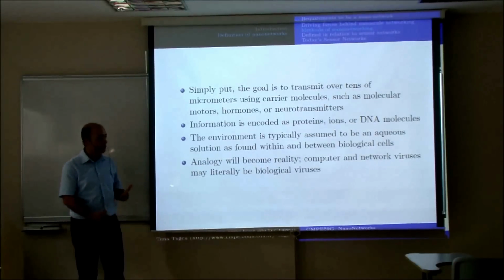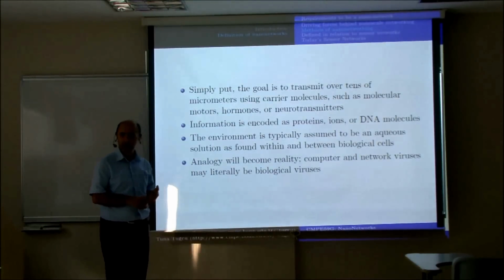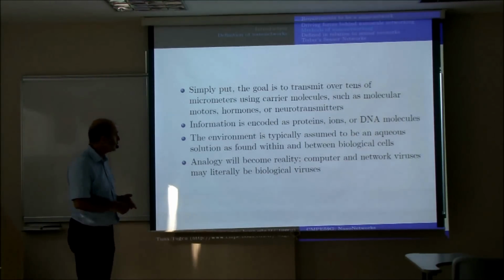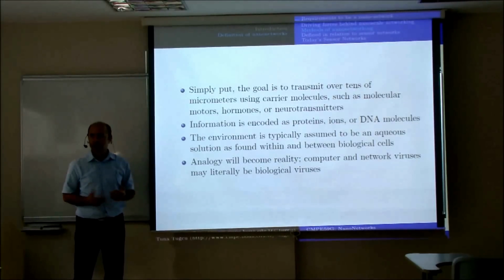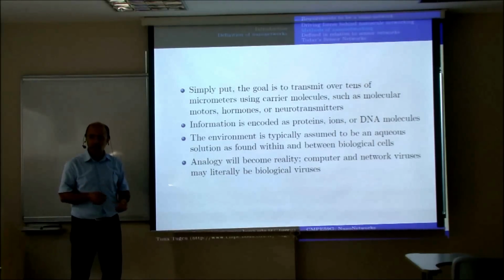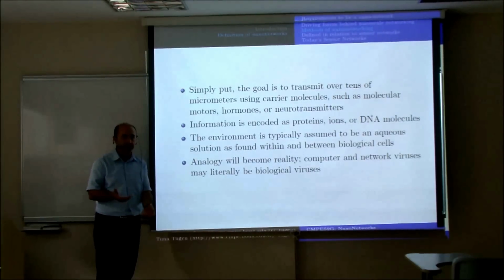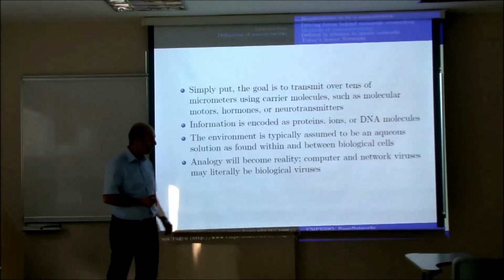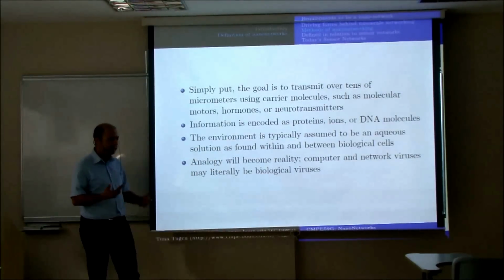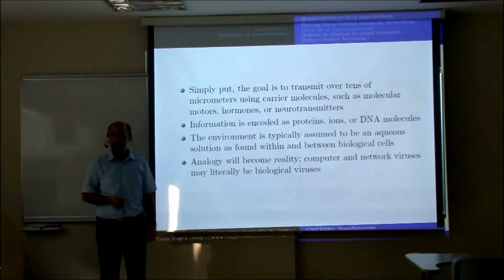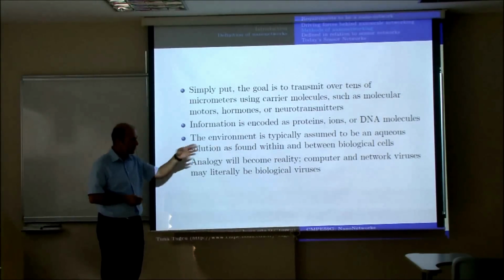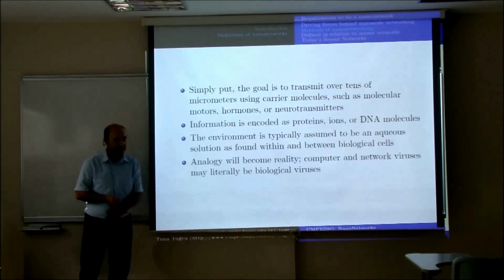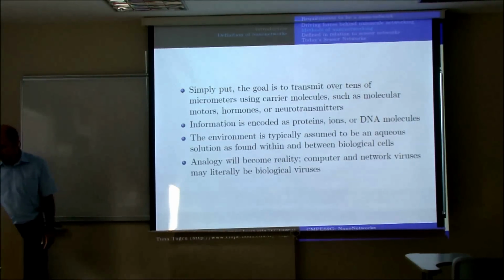Information can be encoded using proteins, ions, amino acids, or DNA molecules. The environment is typically assumed to be an aqueous solution, what we call the thermal bath between the cells, found within or between the biological cells in a living organism. And the analogy will become reality, hopefully, in several decades. And unfortunately, the computer and network viruses may literally now be biological viruses again.